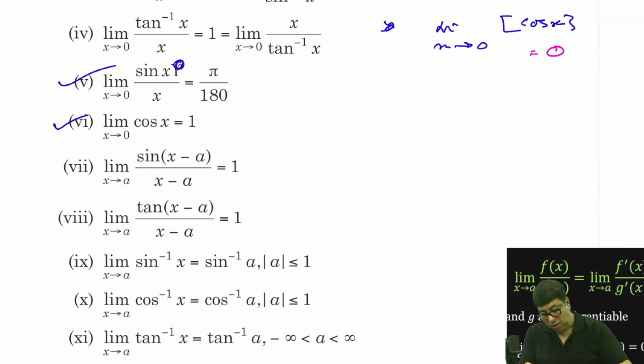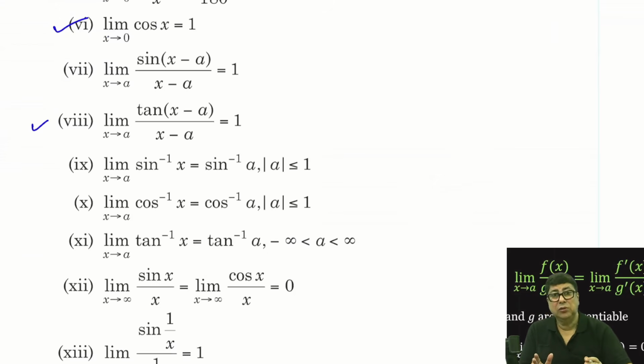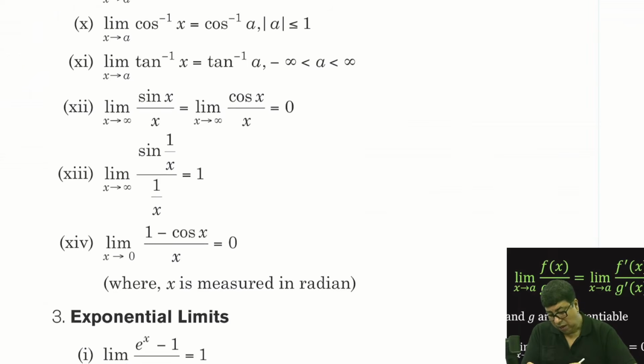Now limit x tend to a, because in the JEE examination you have to solve the sum in such a way that you do very fast calculation. Limit x tend to a sin inverse x equal to sin inverse a. And a very important formula: limit x tend to infinity sin x by x equal to not 1, this is 0.